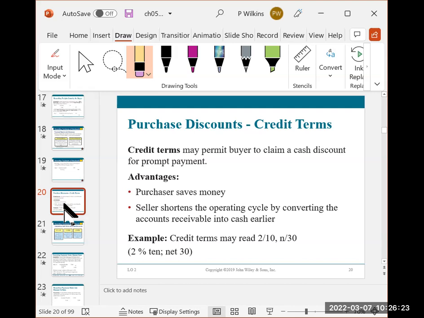Okay. So example of credit terms. Down here on the bottom, I have 2/10, N30. And how that is read is 2% 10, net 30. So this means that if they pay the bill within 10 days, they get a 2% discount. But if they don't, and they go longer than 10 days, then they have to pay the net amount of the invoice, whatever the total is, within 30 days. If they don't pay within 30 days, then they're going to get late charges and stuff, but we don't get into that in this class. Okay.